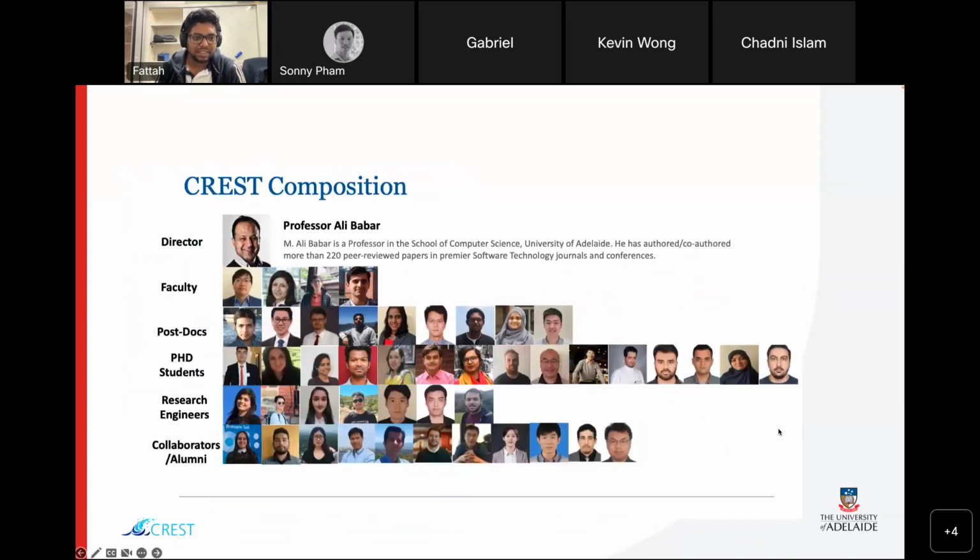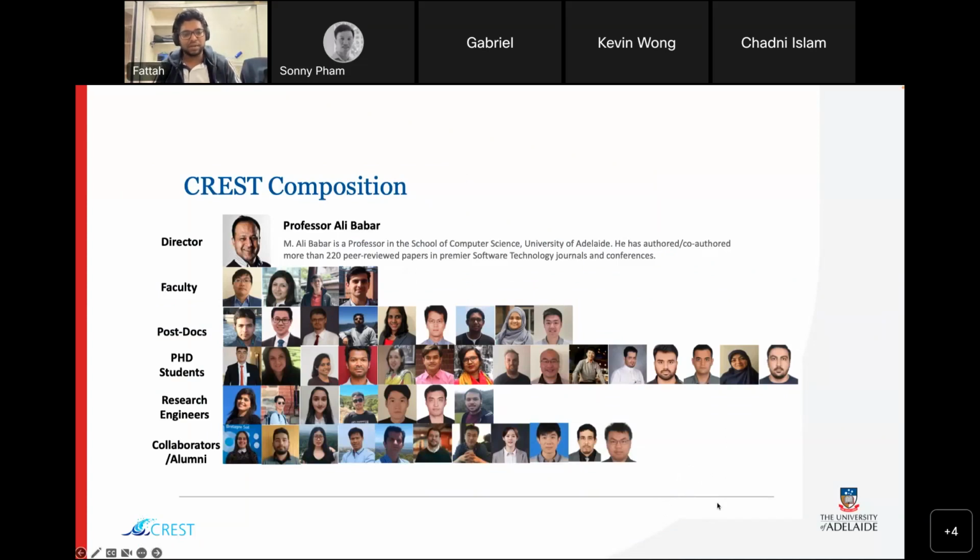So this is the composition of the CREST team. Our director is Professor Ali Babar. We have a few faculty members, several postdocs, and a bunch of PhD students, research engineers, and collaborators. You can see it's a pretty big team, and we also have a few open positions. If you know anyone who is interested, you can refer to our website.